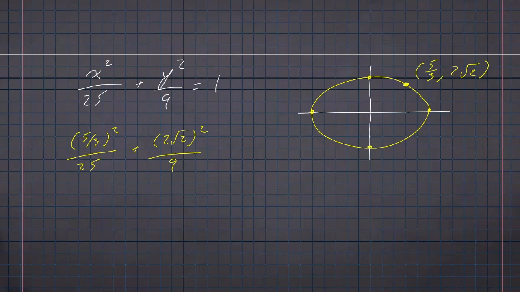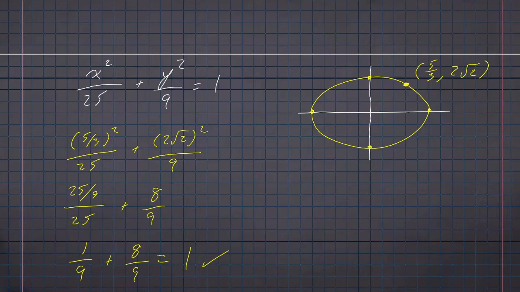(5/3) squared is 25 over 9. And (2√2) squared, well, 2 squared is 4, √2 squared is 2, and 4 times 2 is 8. Right? 25 over 9 divided by 25, the 25s cancel each other out. You're left with 1/9 plus 8/9, which is in fact 1.